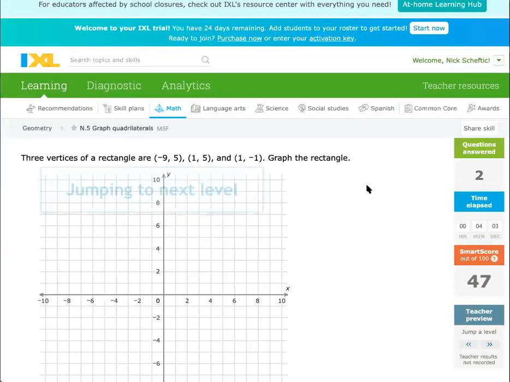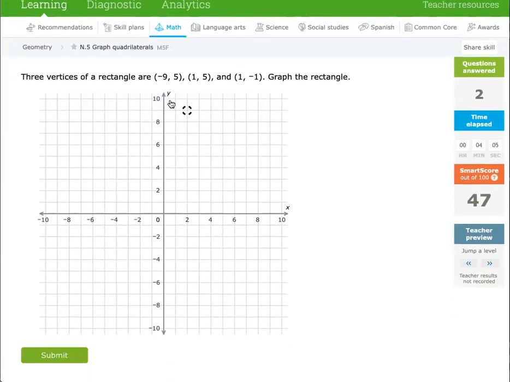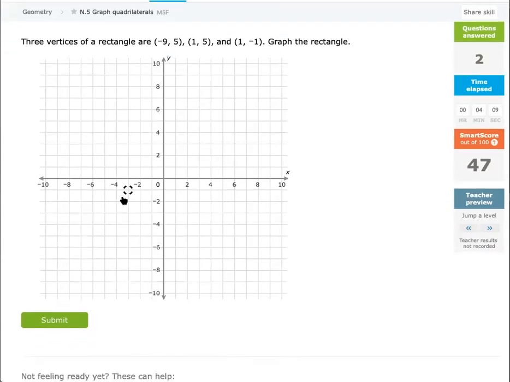Okay, jumping ahead. So next one, they're going to give us 3 points, and you're just going to have to complete the last point. So for this one, we have -9, so I'm over to the left 9, and I'm going to go up 5. Then I'm going to go to the right, so origin is 0, 1, and then up to 5. Okay, I can see that's a straight line. And then my next point is going to be 1 over to the right, and then down 1.